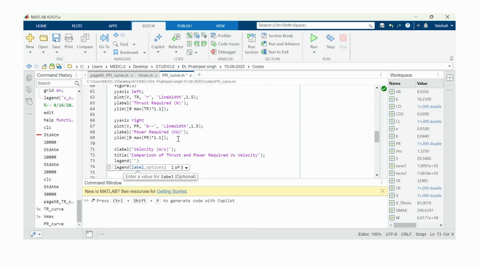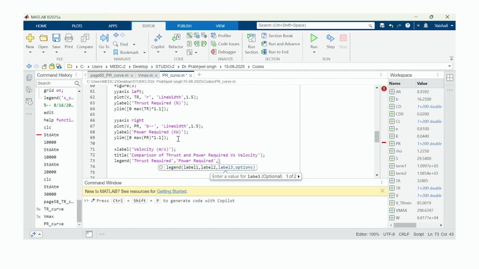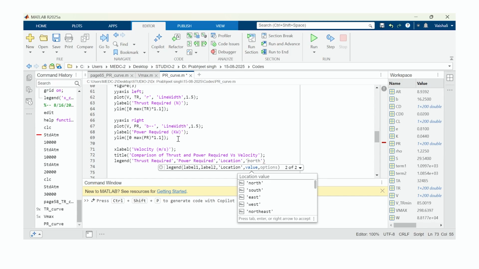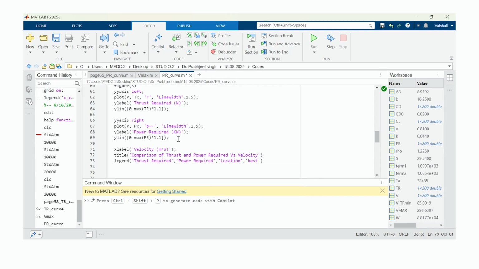Okay. The first is the thrust required. Second is the power required. And we can also denote at what location we want the legend. So for that we can easily mention location as best. Alright, so MATLAB automatically changes the location of this legend as per the space available.